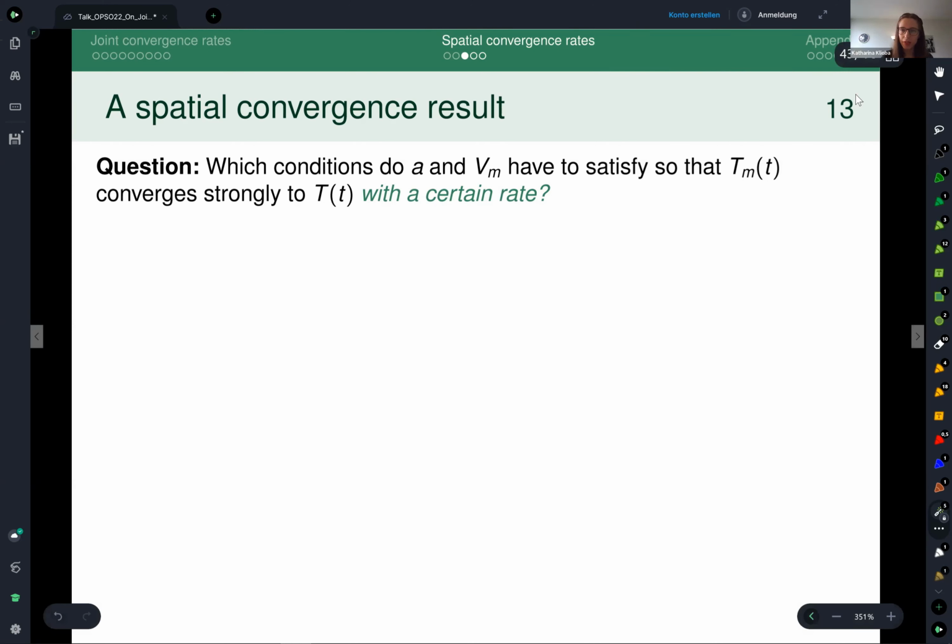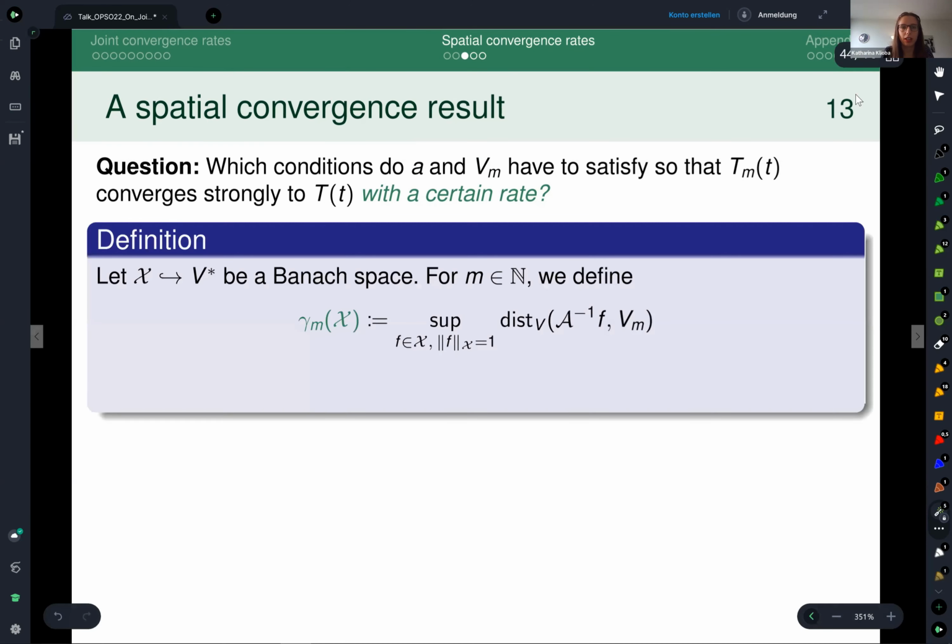And we want to have the conditions directly on A and on Vm. So not on the generator, but on the form and the approximating spaces. And to show you my final result, I need to introduce a new notion first. This is a certain space parameter due to Aaron, Chalandar, and Amar. And I prefer to look at it via this inequality.